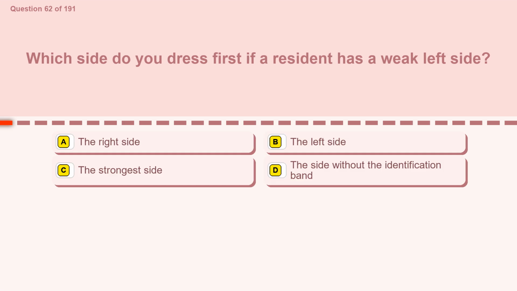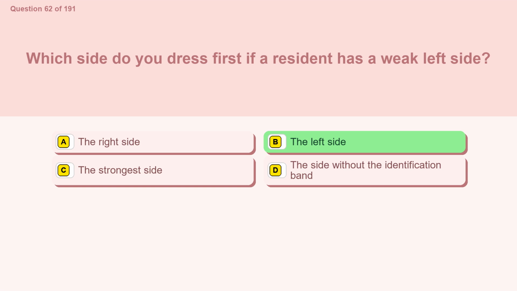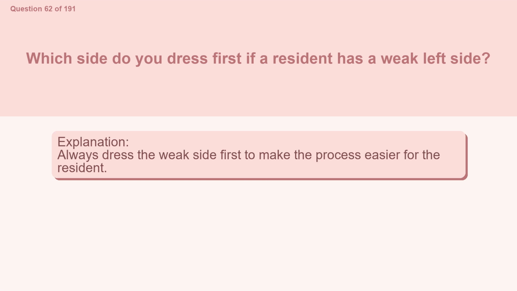Question 62. Which side do you dress first if a resident has a weak left side? Option A, the right side. Option B, the left side. Option C, the strongest side. Option D, the side without the identification band. The correct answer is option B, the left side. Always dress the weak side first to make the process easier for the resident.